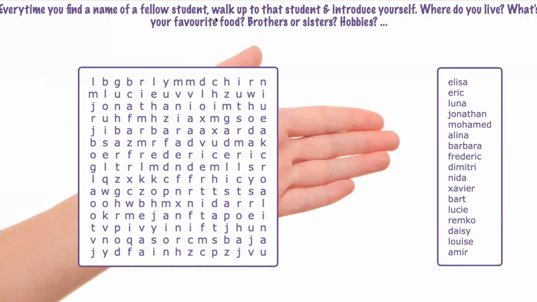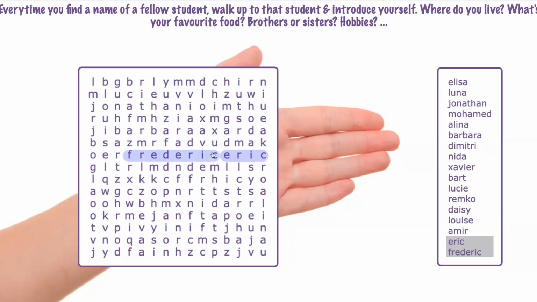So here we have a word search that includes the list of the names of students within the class. So as you go and find a name, there's one, Eric. I would go walk up to Eric. Come on, here we go. Nope. For whatever reason, I don't know why that's not highlighting for me. There's Eric. There's Eric again. There we go. Okay. Oh, that's because Eric was part of Frederick.